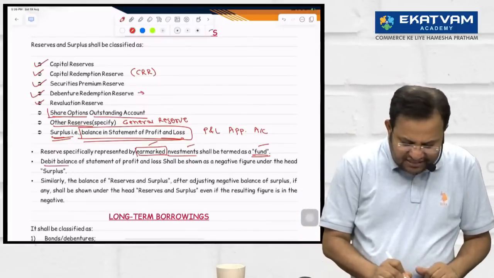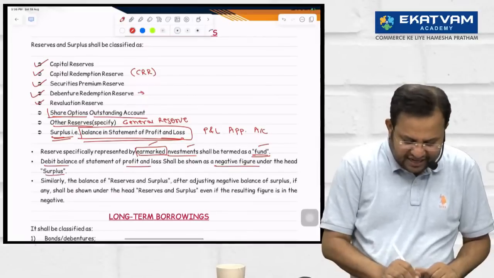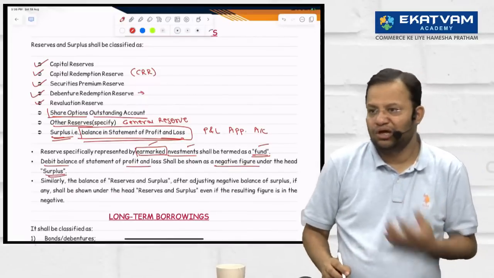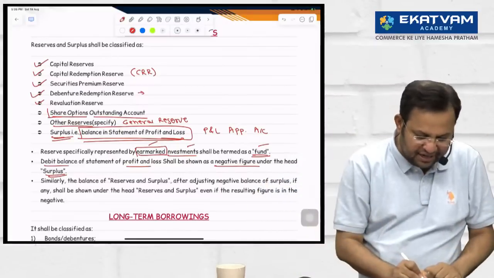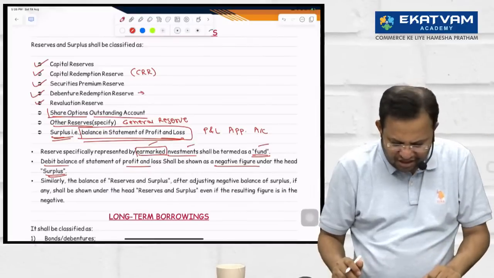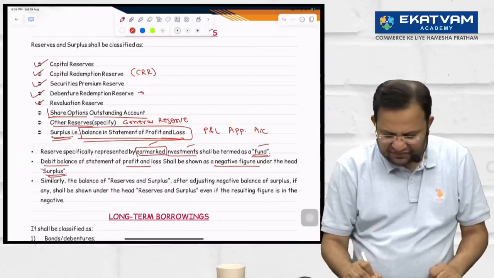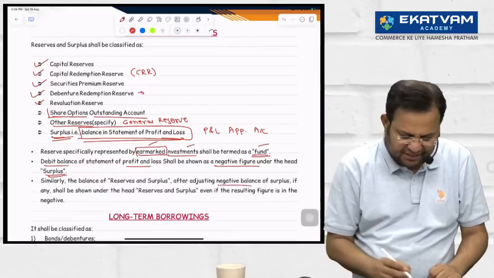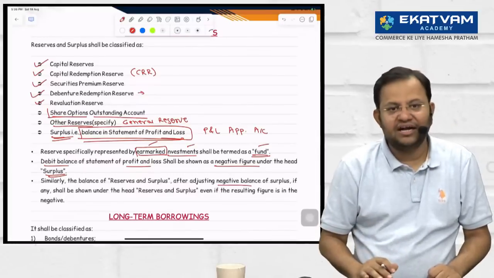Debit balance in statement of P&L shall be a negative figure under the head surplus. Debit balance is loss, so losses will be negative. P&L ka balance can be negative. Negative means loss. Similarly, the balance of reserve and surplus after adjusting the negative balance of surplus, if it is positive, will still be shown under the head reserves and surplus.